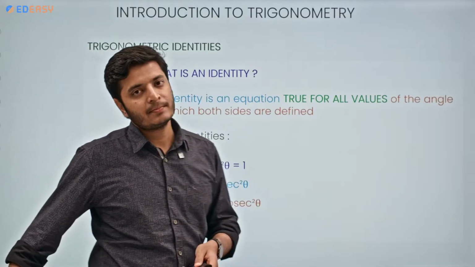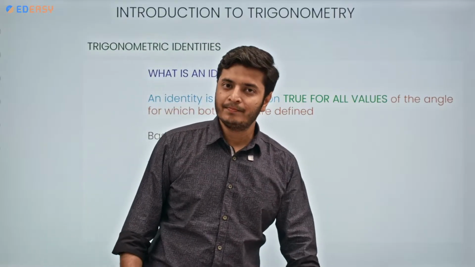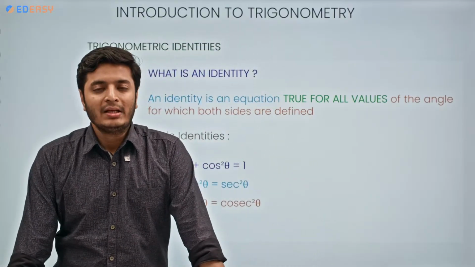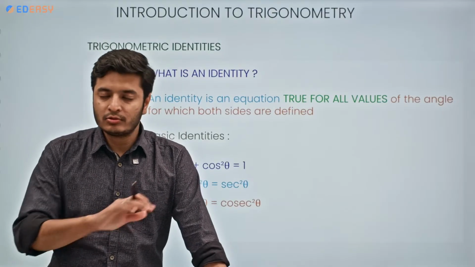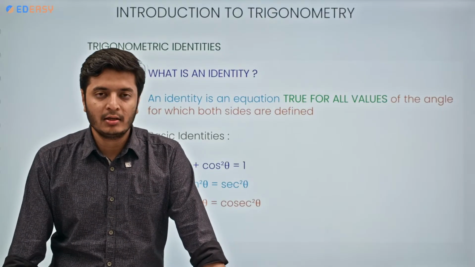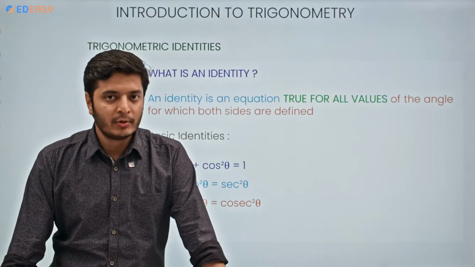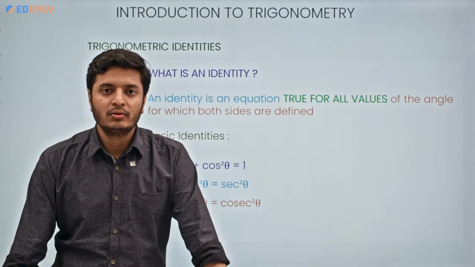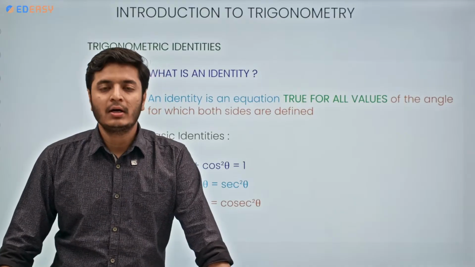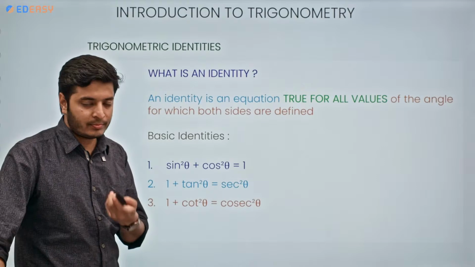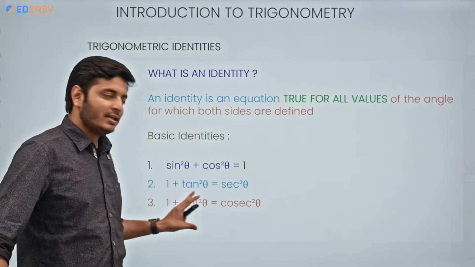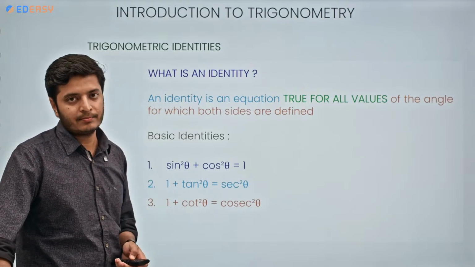So the trick is, you know the Pythagoras theorem. What is the Pythagoras theorem? That in any right angle triangle, the square of the hypotenuse will always be equal to the sum of the squares of the other two sides, correct? So using the Pythagoras theorem, we can easily find these identities. Let me show you.